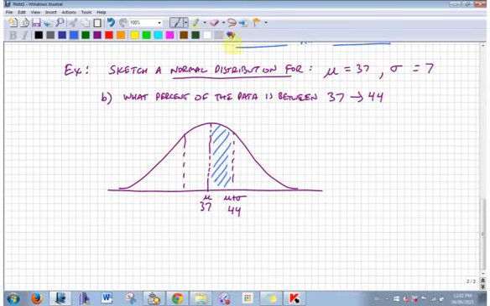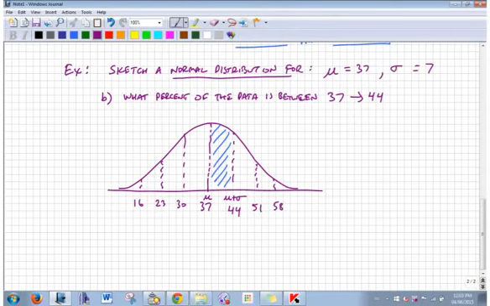Sketch a normal distribution. There it is. Actually, I didn't completely do it in. What's 37 minus 7? 30. And the next one is 30 minus 7, 23. That's 44 plus 7, 51. And there's one more, 51 plus 7 is 58. 23 minus 7 is 16. There's a normal distribution. Took me 20 seconds.